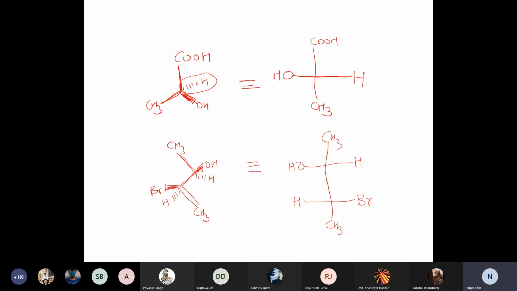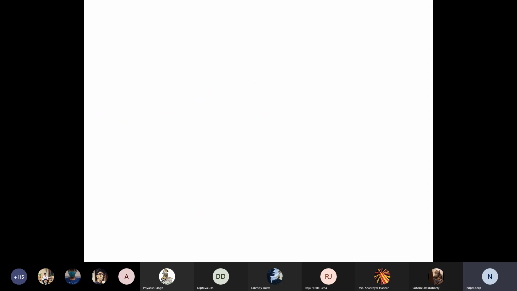So if you want to change the wedge and dash to the Fischer projection, keep your dash on the same side where it is present. Don't change the side of the dash one. Any group it may be, the dash one should not change. Only the wedge side should change. That's all. It is as simple as that. Another thing people always have confusion about: if the molecule is given in this way, they get confused.